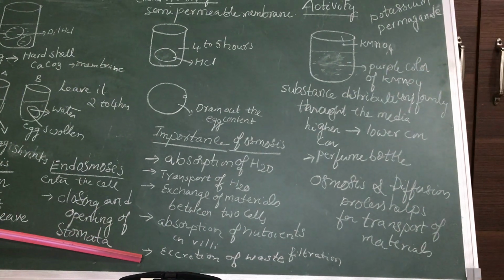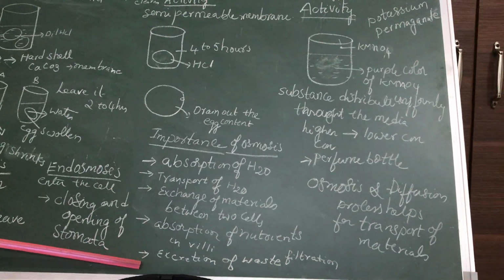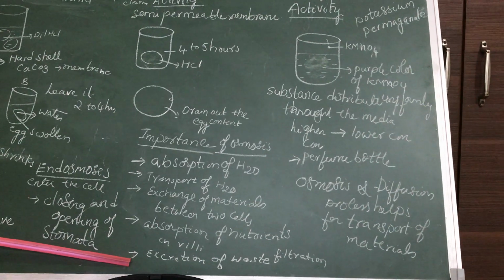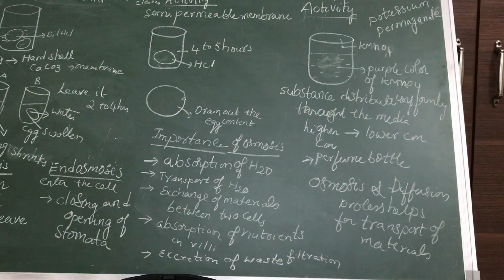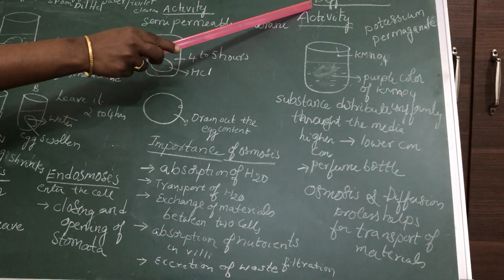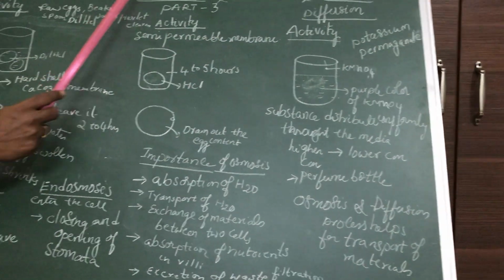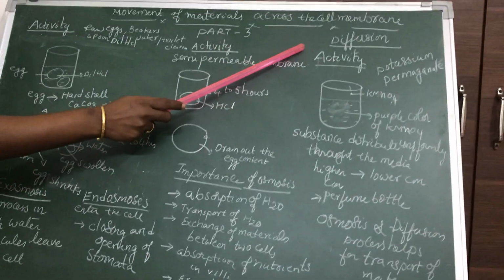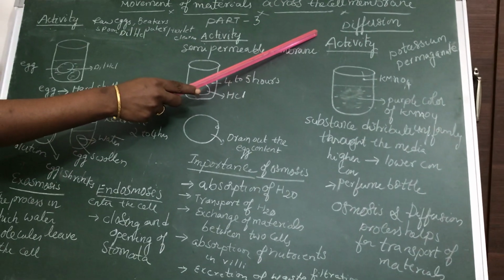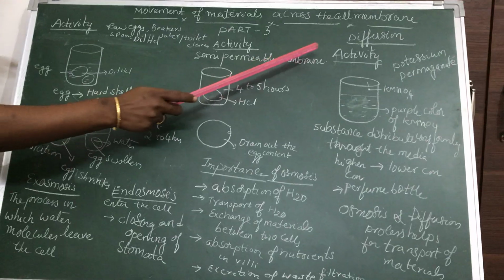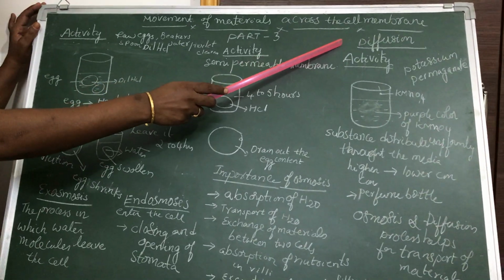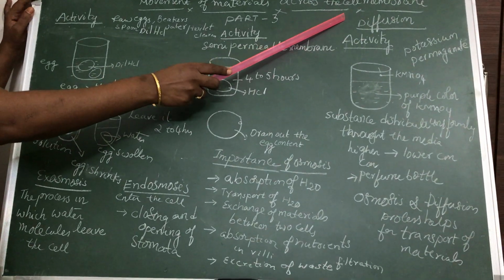In your home, the water filters also work on the principle called osmosis or reverse osmosis. Now there is another process called diffusion, which helps in the movement of materials. Both osmosis and diffusion play a very important role in the movement of materials. Now let us do a small activity to know about diffusion.